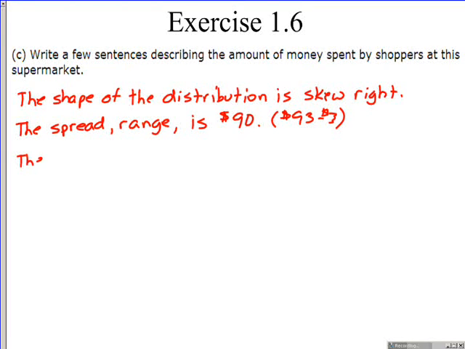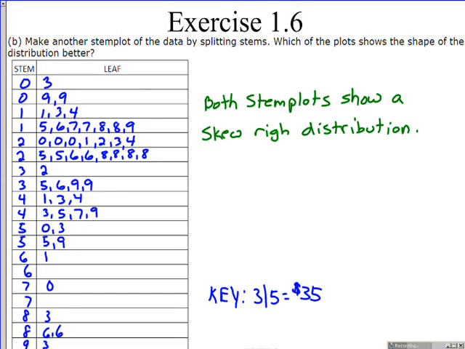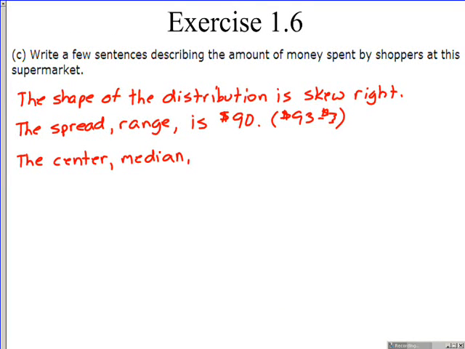Center. We don't want to have to add all these up, so let's identify the center by the median, which is the middle number. Well, how many shoppers did we have here? We were told that we have 50 shoppers, so if I count in 25 shoppers from each side, 25 shoppers from the top puts me at that shopper right there. Counting 25 shoppers from the bottom puts me at that shopper right there. So both of those are shoppers that spent $28. The number in between this 28 and that 28 is 28. So the median is going to be $28.